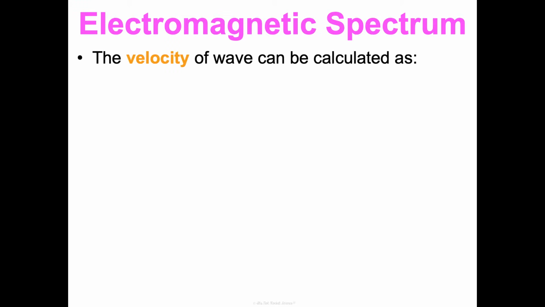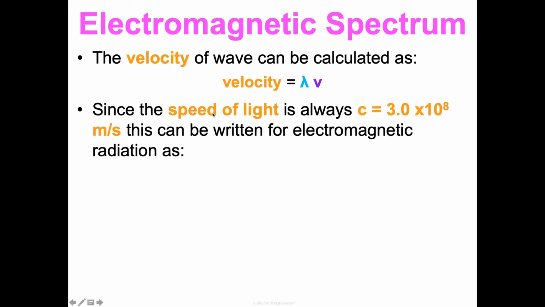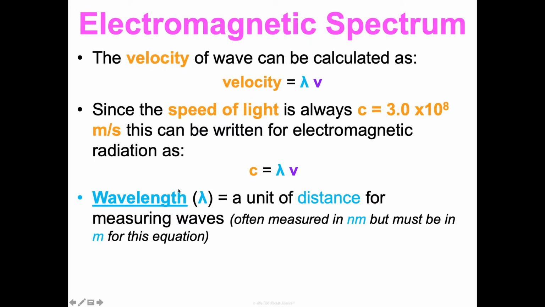So the velocity or the speed of a wave can be calculated as wavelength times frequency. But like we said, the speed of light, these electromagnetic waves, is always 3.0 times 10 to the 8th meters per second in a vacuum. And so instead, we can rewrite this equation for electromagnetic radiation to be C equals wavelength times frequency. Again, that lambda represents wavelength. It's a unit of distance for measuring waves.